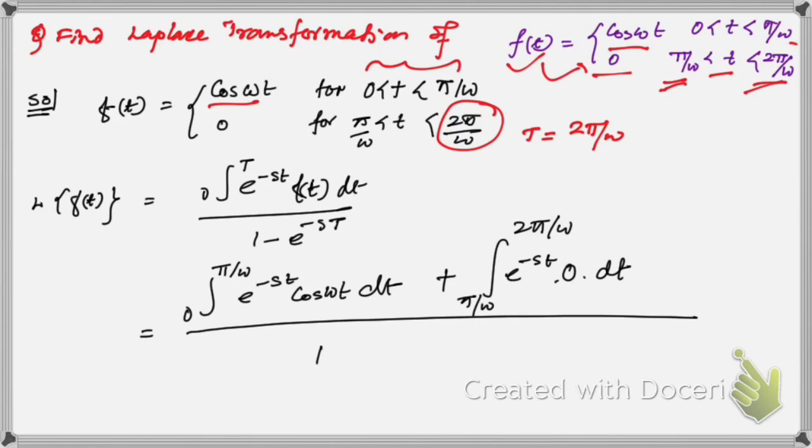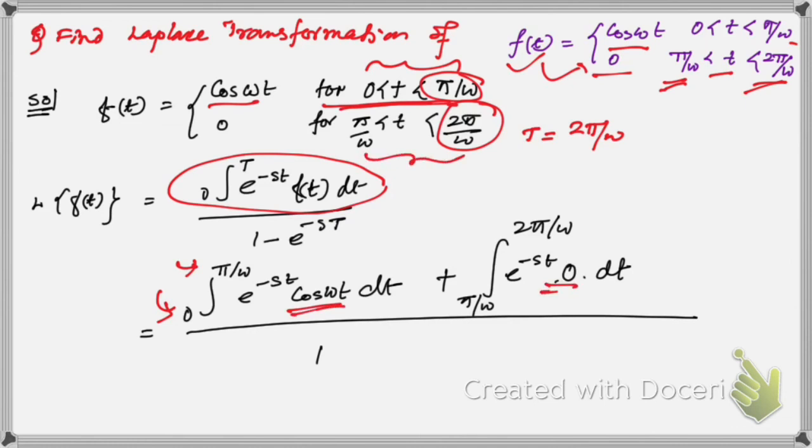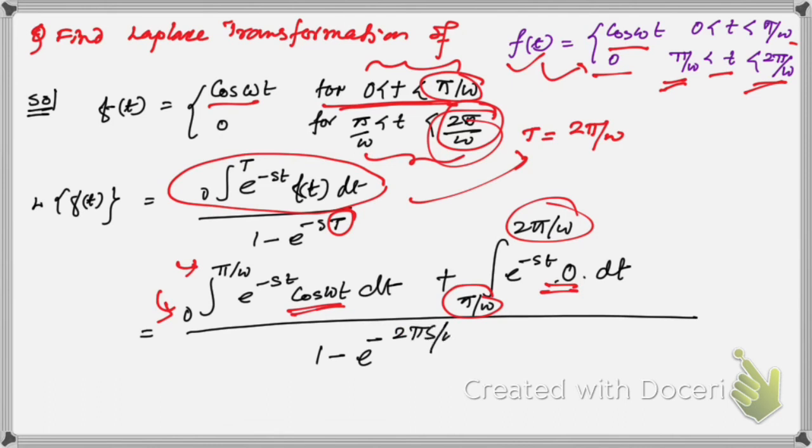Right? So here you see, this same thing, there are two cases, isn't it? For 0 to this one, t greater than 0 to pi by omega. So when we have taken 0 to pi by omega, we have written here cos omega t, and for this case 0, we have written here 0, from pi by omega to 2 pi by omega, right? And the denominator is nothing but 1 minus e to the power minus, if you put the period here, then you will get minus 2 pi s by omega. So this has become 0, right? This is 0.